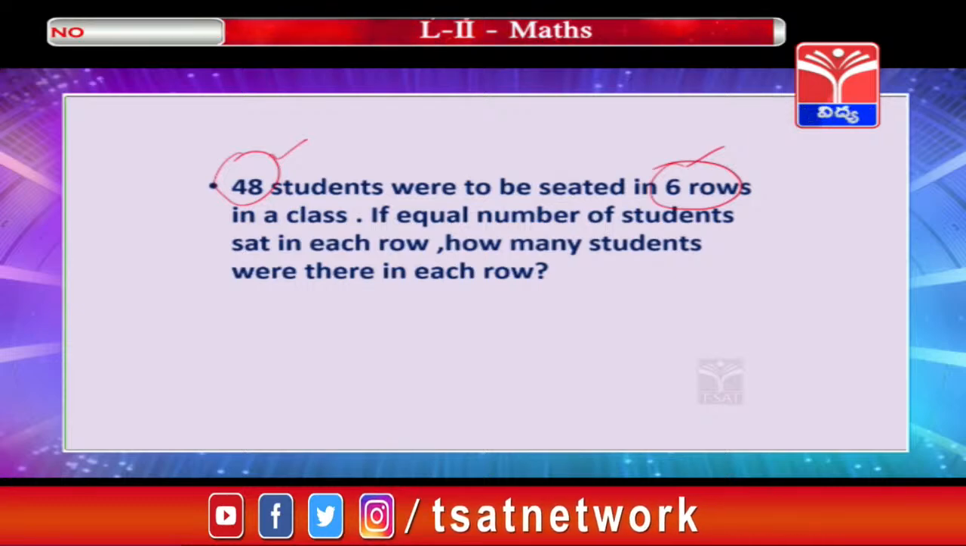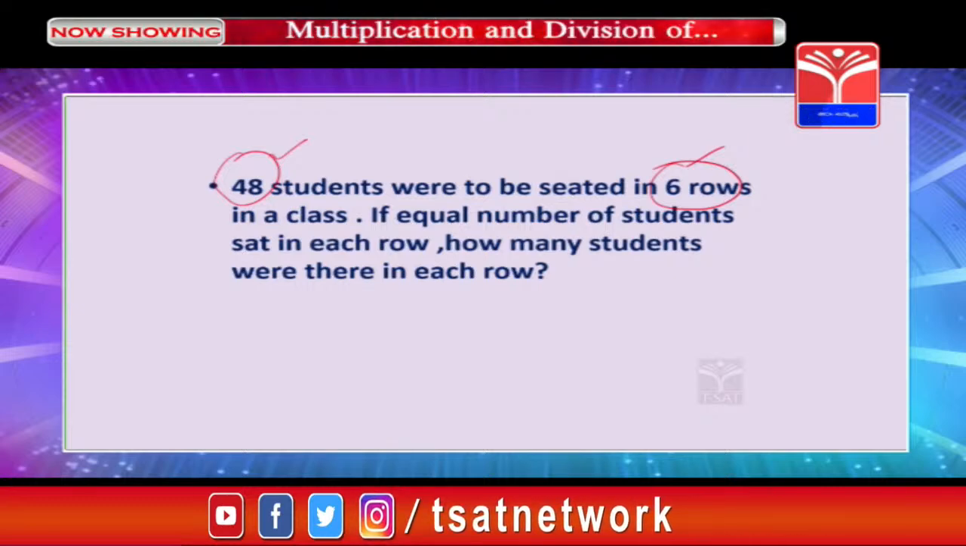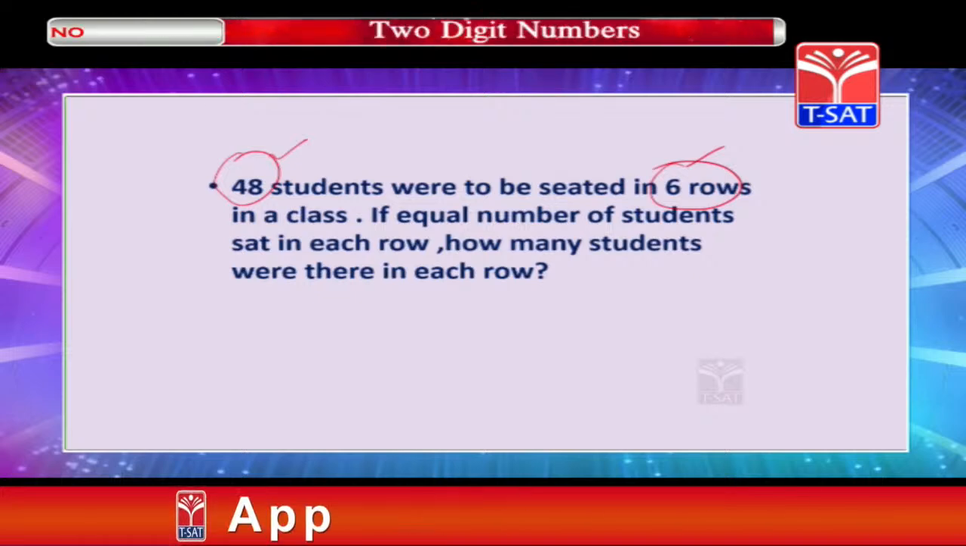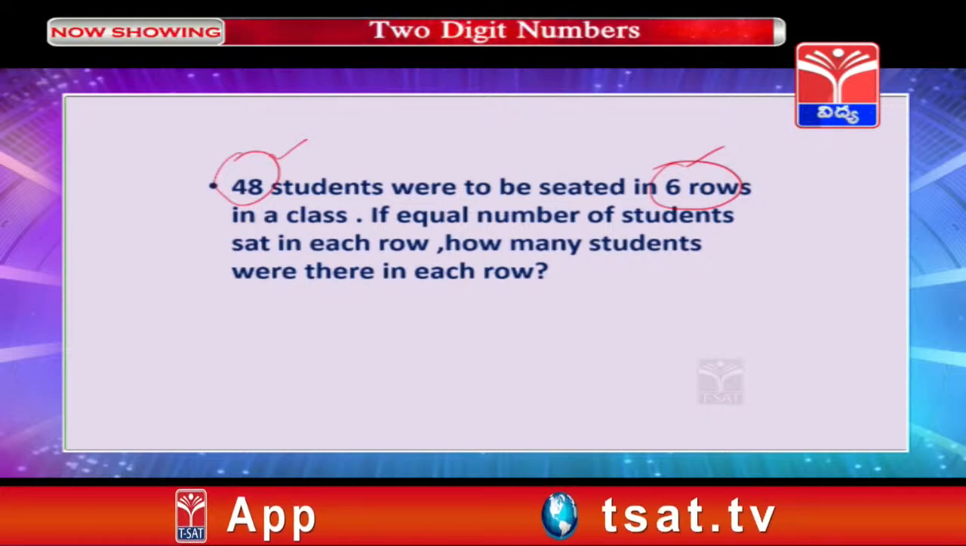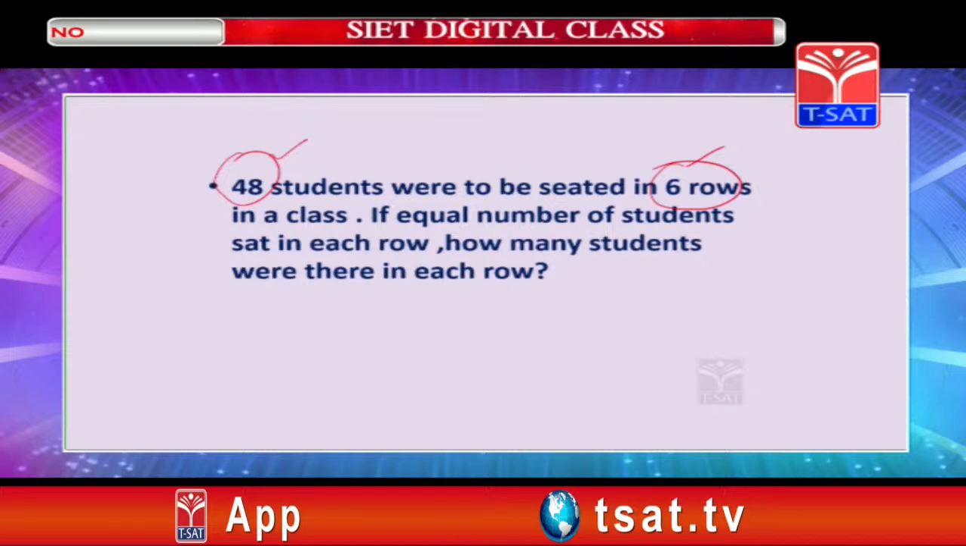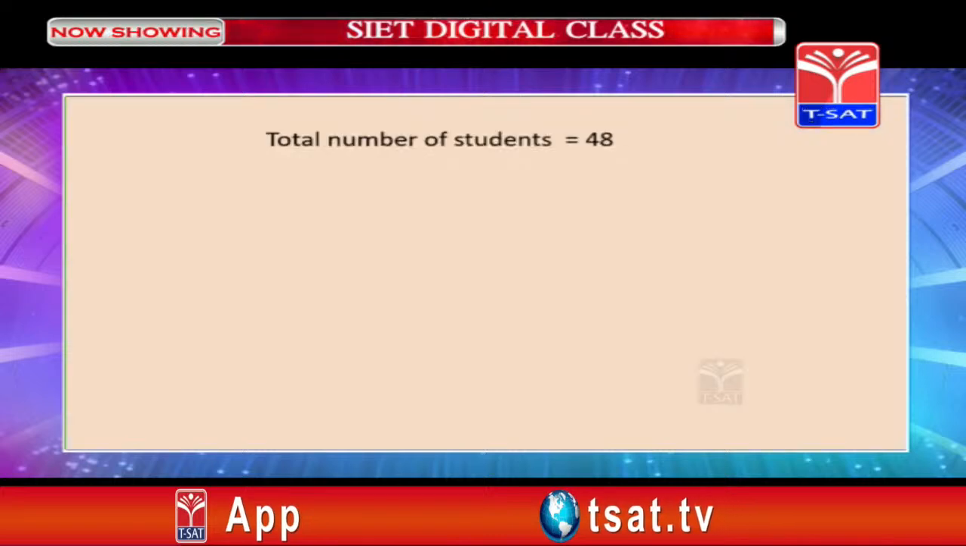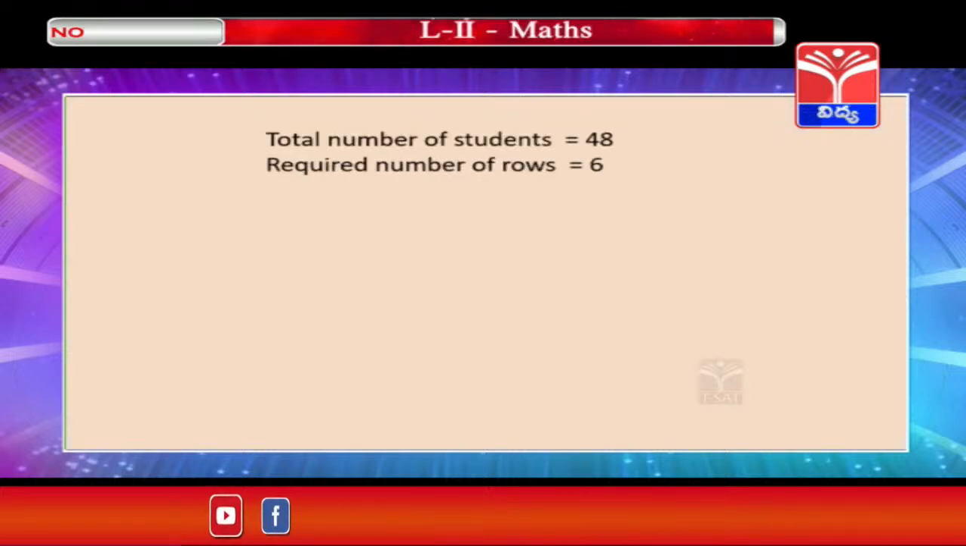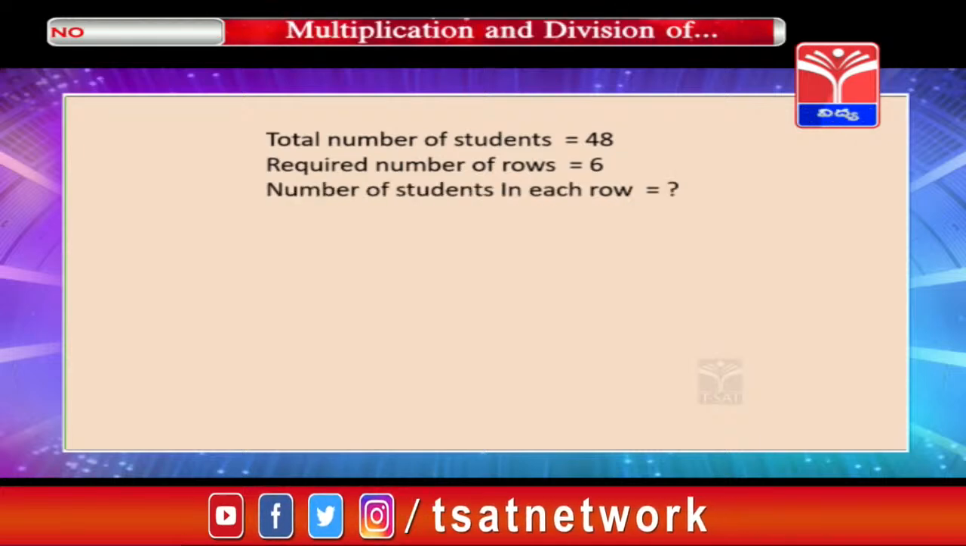48 students were to be seated in the rows. How many rows are given? 6 rows. So in 6 rows, how many students were there in each row? See, the total number of students is 48. The required number of rows is 6. The number of students in each row we have to find.